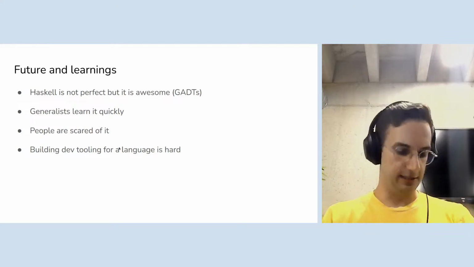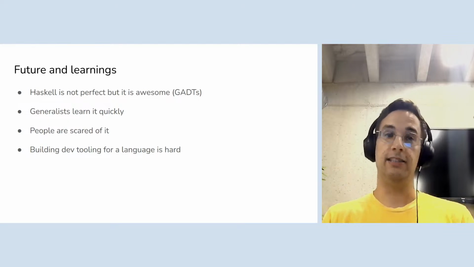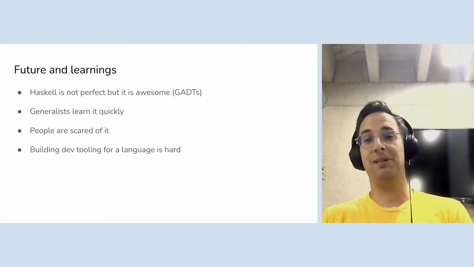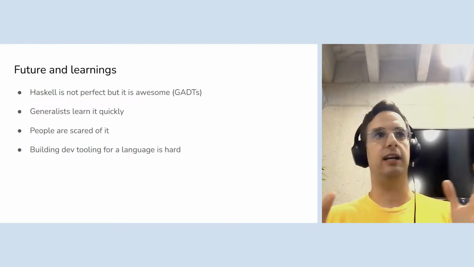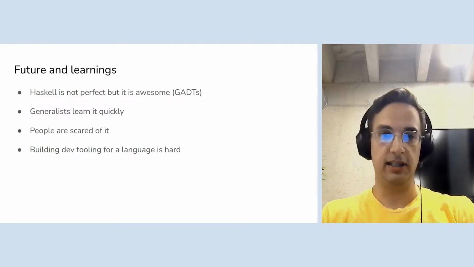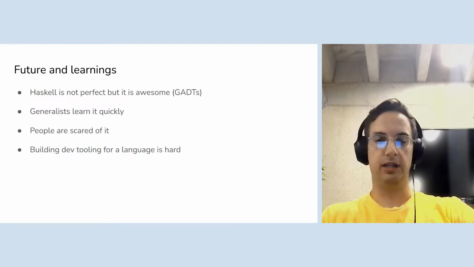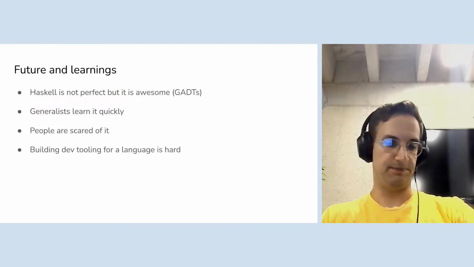And one thing we learned, I think, is that building dev tooling for a language is really hard. Building a compiler is hard, but then building all the tooling around it, like a language server, and integrating it with different editors and so on, that's really hard. It doesn't have anything to do with Haskell specifically. It's just a hard problem. So that's maybe an important lesson.